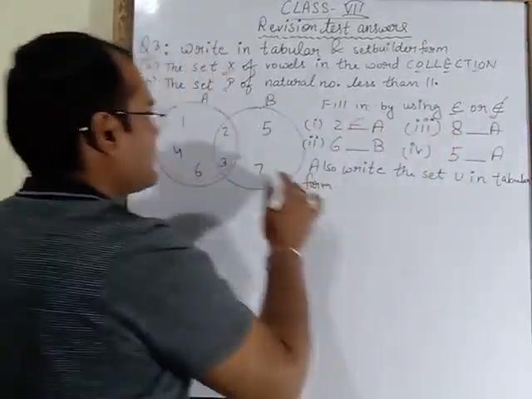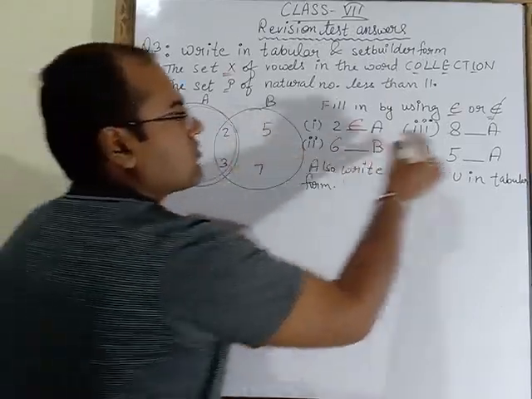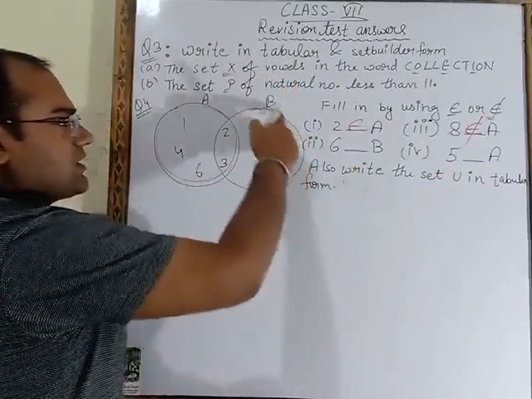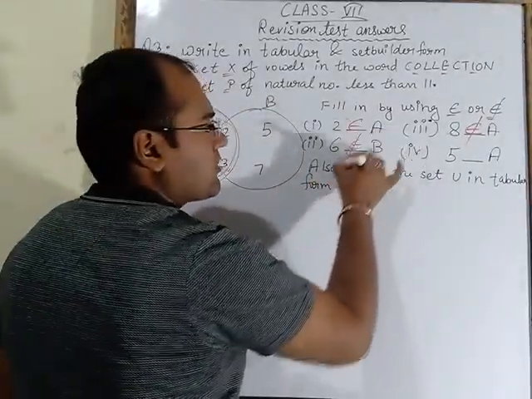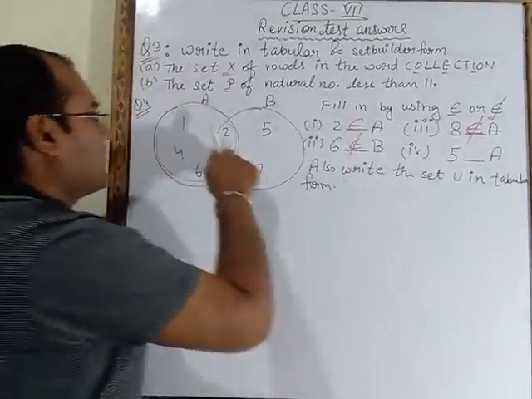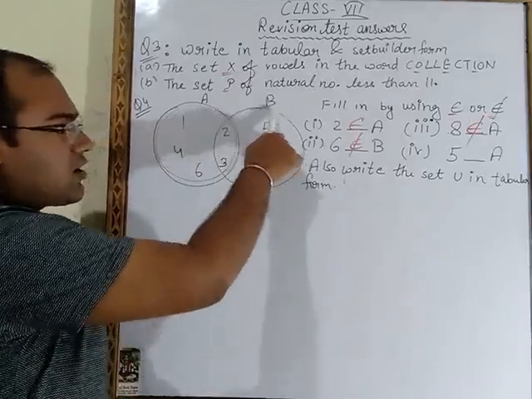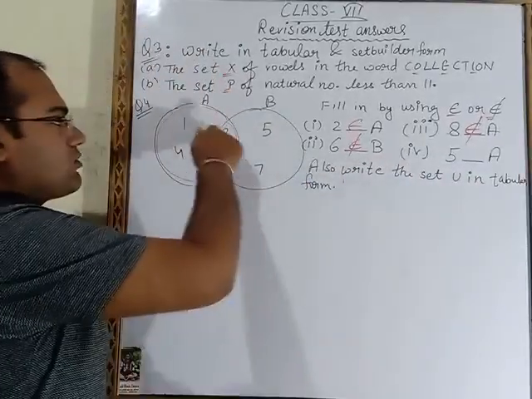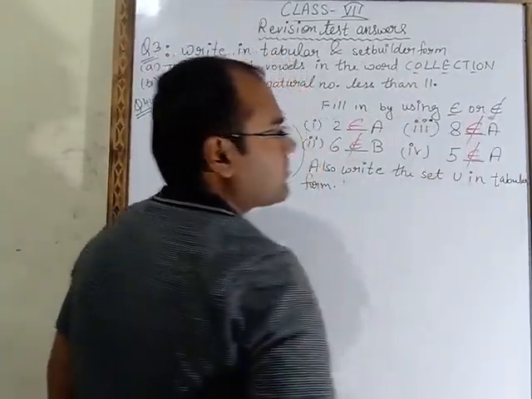8 dash A. In this circle of A, 8 is not coming. So we will write not belongs to. 6 dash B. In the B circle 6 is not coming, so we will fill here not belongs to. 5 dash A. In the circle of B 5 is coming, but he is saying 5 dash A, so in A you have to check. In A, 5 is not coming, so we will write here not belongs to.